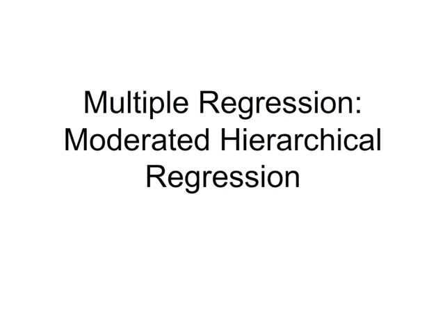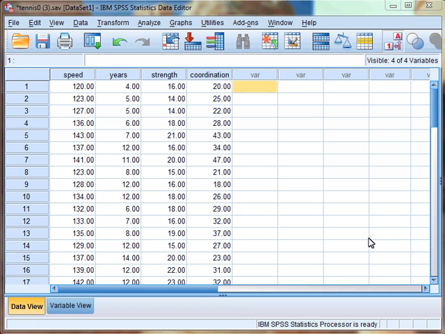The final analysis we will look at in this screencast is moderated hierarchical regression. This is where we look at the interaction between two of the independent variables and how this might predict changes in the dependent variable. So we're going to look at how the interaction between strength and coordination can predict ball speed.